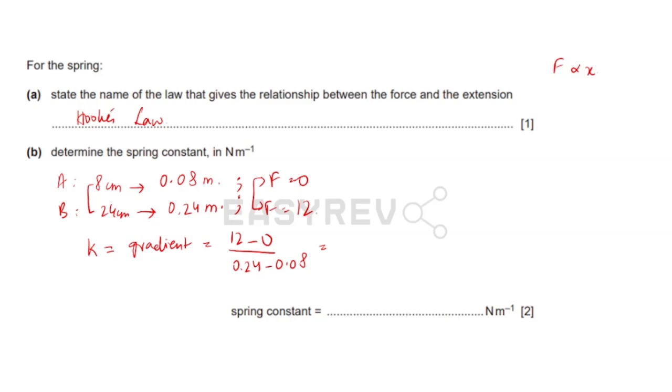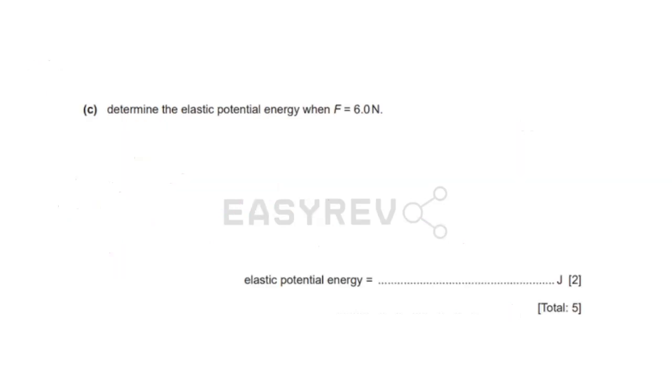So 12 divided by 0.24 minus 0.08. Let's see what we get. We get exactly 75. And here, because all of our units are already in newtons and meters, everything's in standard units, our final answer will be 75 newtons per meter, right? Quite straightforward.